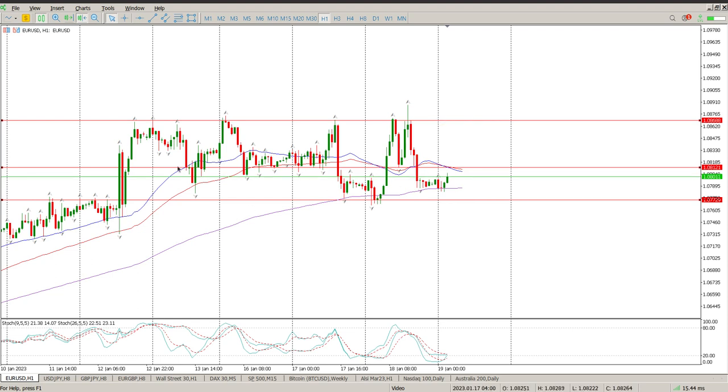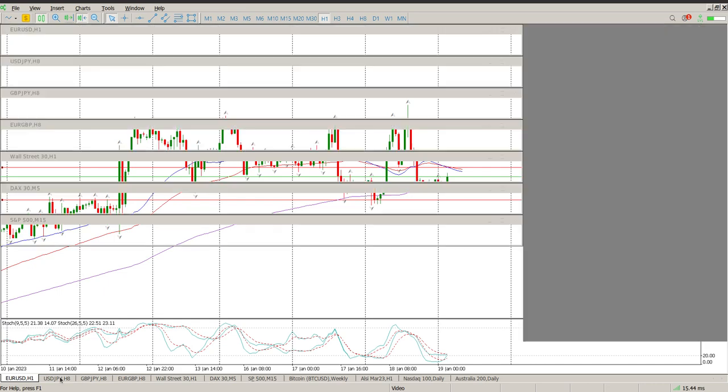So this is Ranger Danger, as some people call it. But anyway, it is a range. We're in amongst the moving averages. There's no clear direction. So I am sitting on my hands.